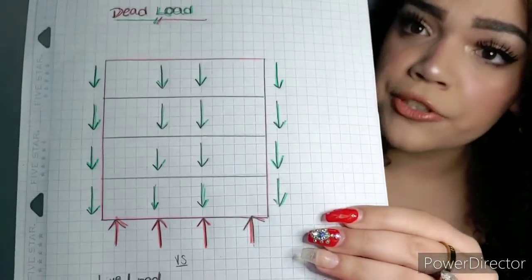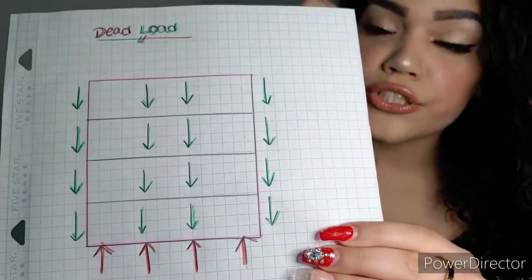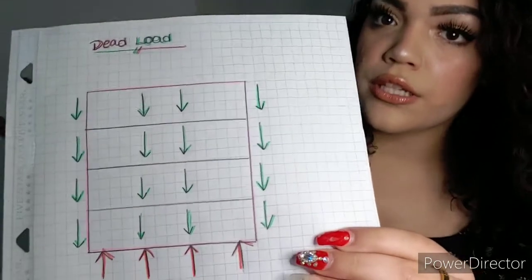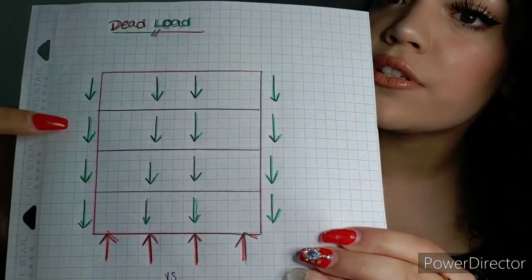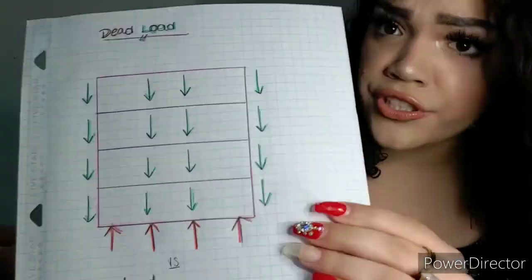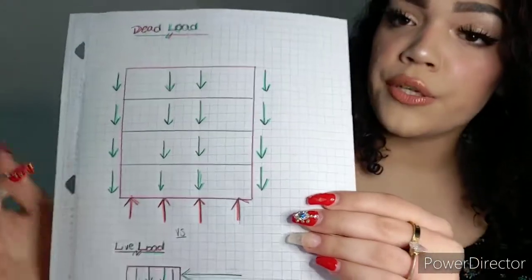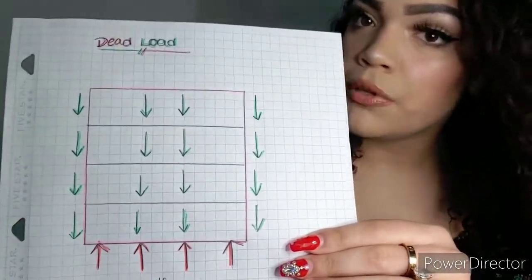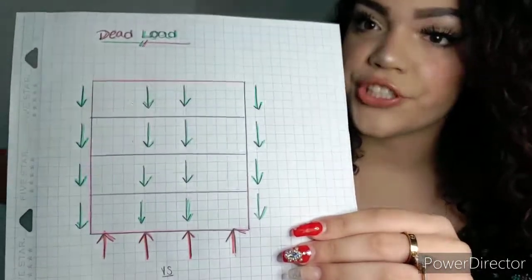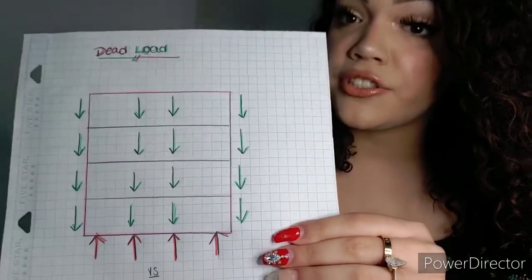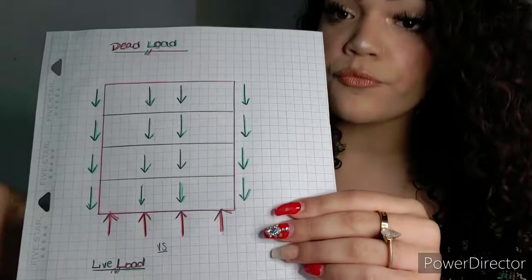So I outlined the building in pink, and the arrows in green are the dead load. So the ones on the outside are accounting for the weight of the structure itself, while the ones on the inside are like the plumbing, the electrical pipes, the fixtures, etc. And the arrows in red are the foundation counteracting these forces.